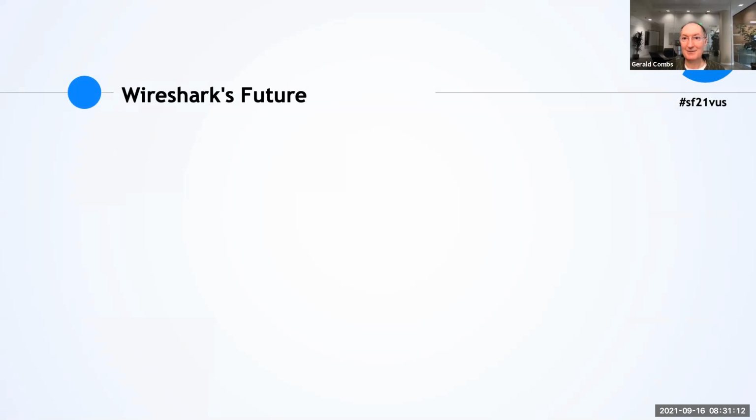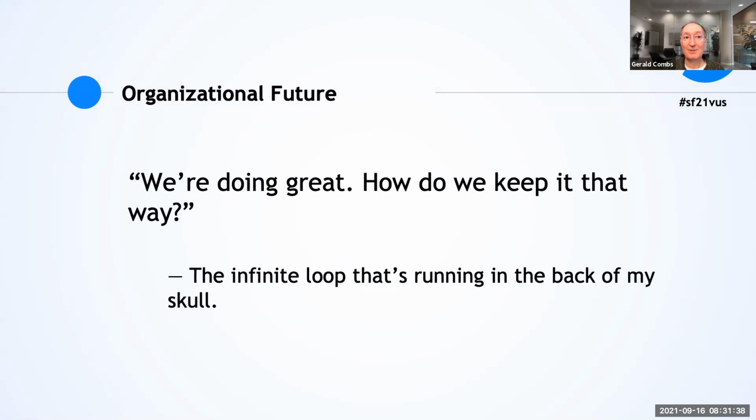Having said that, I'd like to change gears again and finish the talk with an update about the future of Wireshark as a project. Along with the other work that I do, day-to-day writing code and maintaining various things about the project, one of the things I do is pay attention at a high level to how the project is doing organizationally. And I'm happy to report that we're doing great. But I have this loop that's always running in the back of my head that says, okay, we are doing great, but how do we keep it that way? How do we avoid any problems that might come our way in the future?